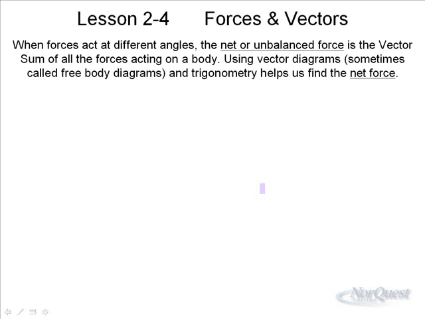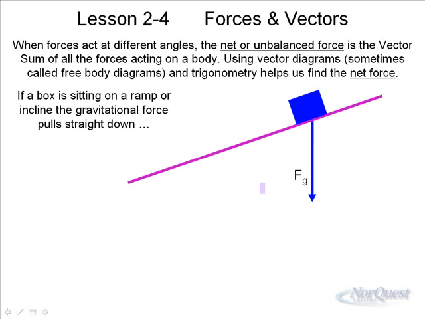When forces act at different angles, the net or unbalanced force is the vector sum of all the forces. However, we have to use trigonometry to help us find the net force. So for example, if a box is sitting on a ramp or incline, the gravitational force, as you can see, is straight down. It moves towards the center of the earth.